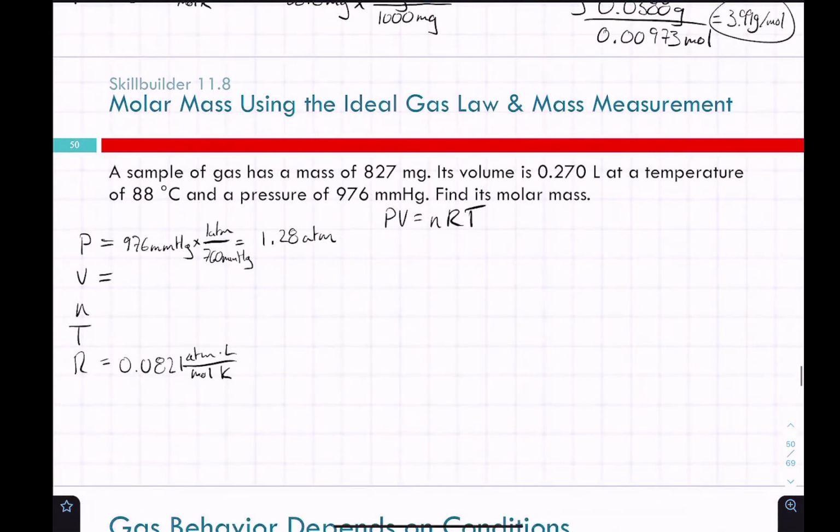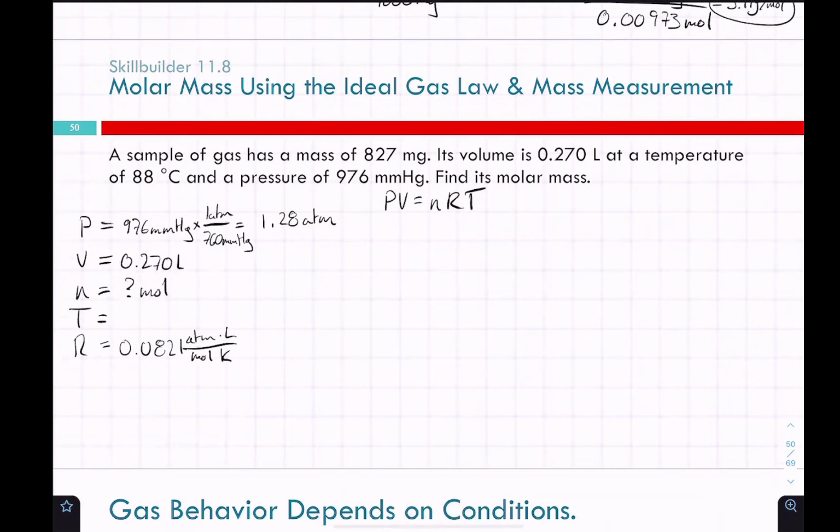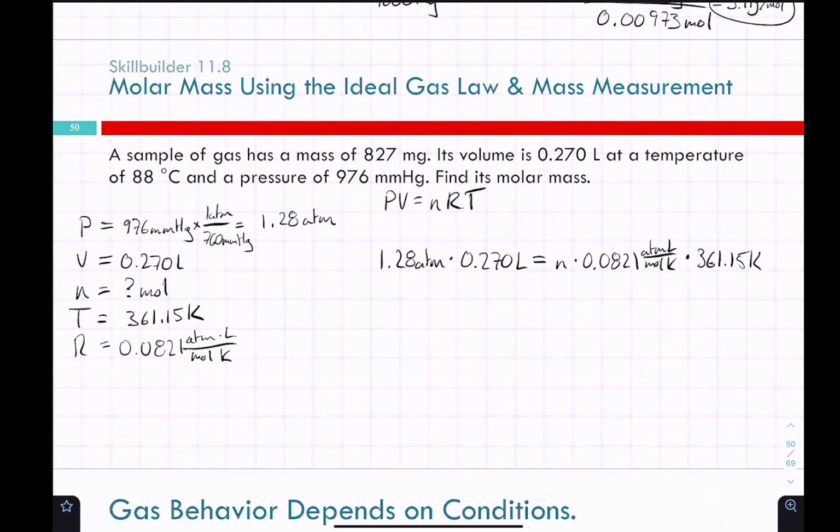So volume then is already in liters. N is what we're looking for. Temperature is going to be 88 plus 273.15, because we need that in Kelvin. And then we can plug in all of these, and then solve for N.